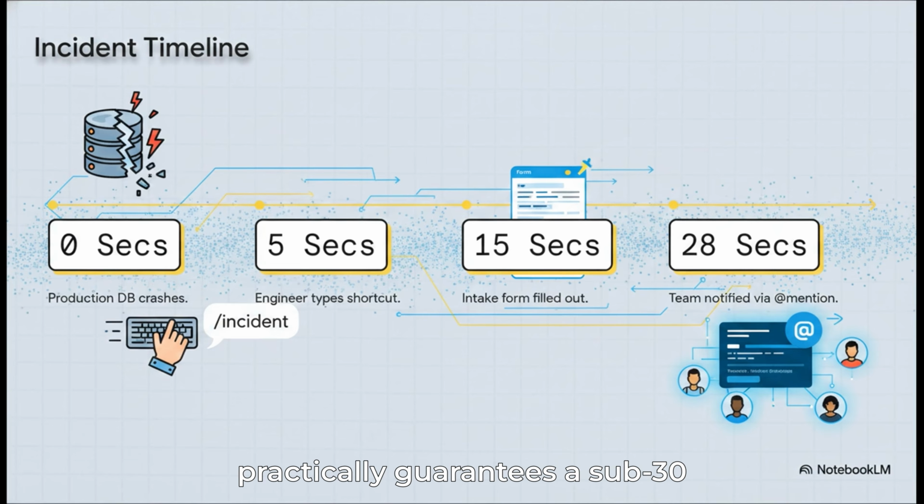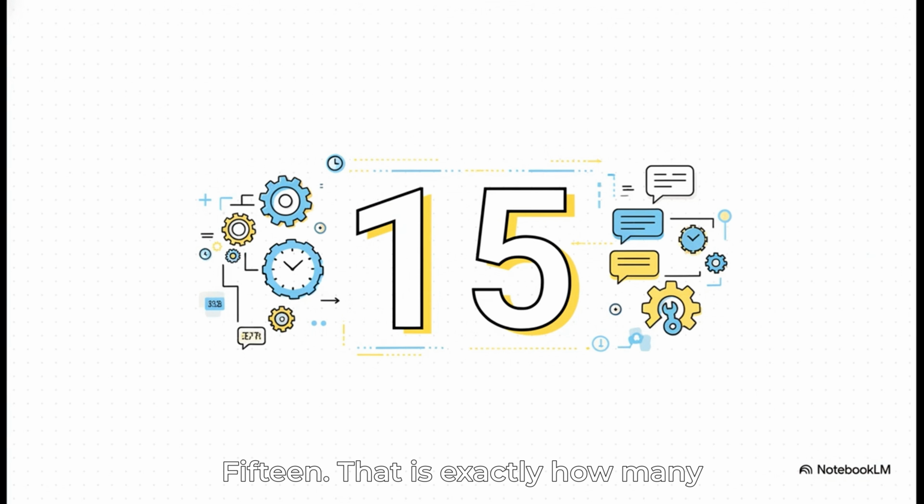This workflow practically guarantees a sub-30-second response time. No fumbling around, no panic typing in general channels, and no context switching. Just immediate, structured, and highly visible escalation. 15. That is exactly how many minutes it takes to set up this entire zero-code build in your Slack workspace. Seriously, in the time it takes you to go grab a cup of coffee, you can permanently solve one of the most chaotic parts of your team's operations.